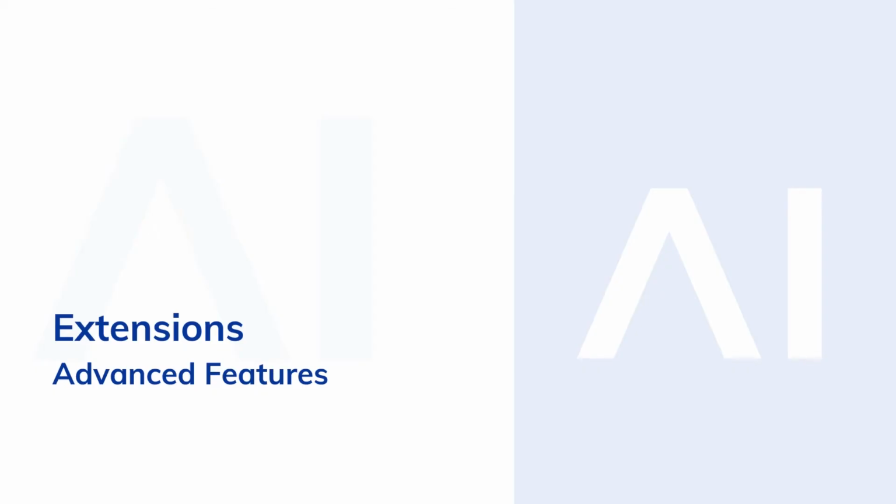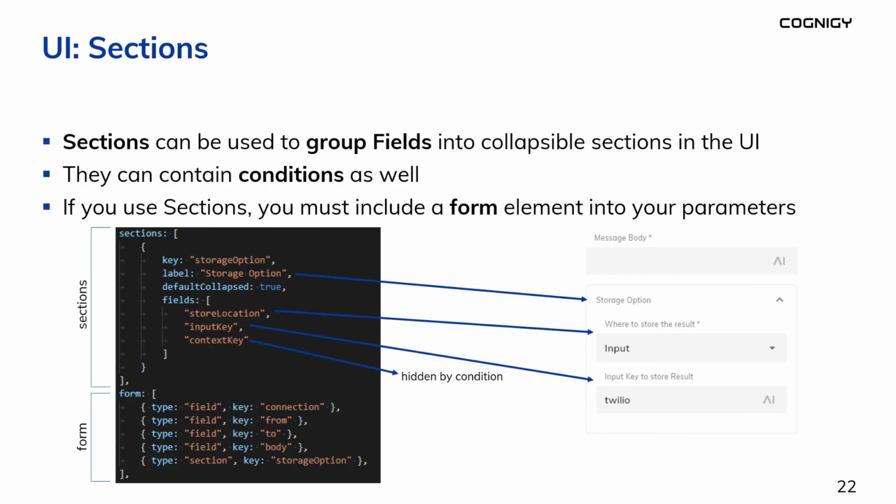So now that we've seen how to build a simple extension, let's look at some more advanced features that the Cognigy extension framework offers. You can imagine that if you're using a lot of fields, it can become very cluttered on the right side in the node editor. So we have developed a concept which we call sections. And sections can be used to group fields into collapsible sections in the user interface. They can contain conditions, to which we'll come next.